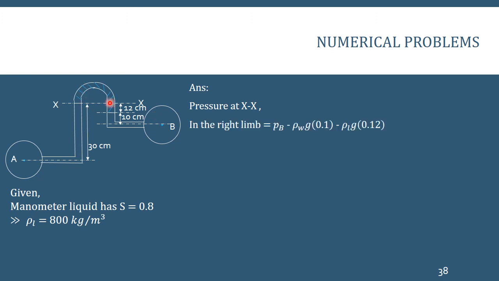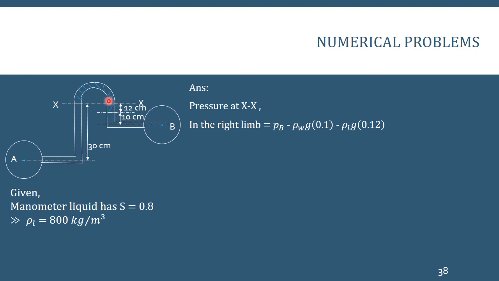If I take the right limb, now you can see here that we are actually climbing up from the center line. Unlike the previous cases where we were moving down from the center line, here we are moving up. And so the pressure at XX in the right limb is going to be PB minus rho into g into 0.1 minus rho liquid into g into 0.12. Actually, pressure is decreasing because as we move down, pressure increases. As we move up, pressure decreases. So in this case, the pressure is decreasing from the center line.